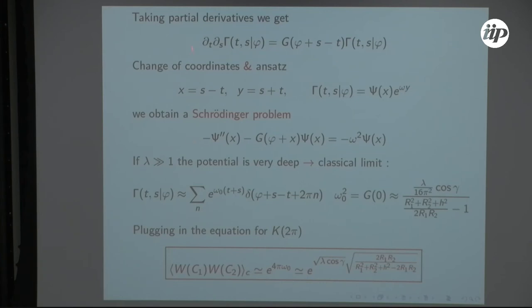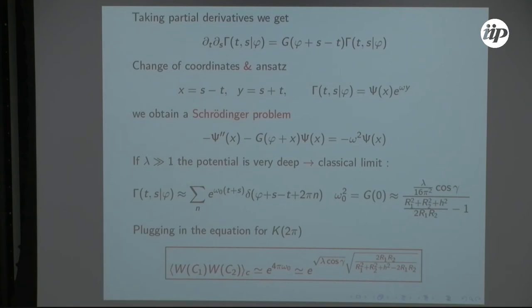And then when you do this change of coordinates and this ansatz, this becomes just an ordinary differential equation of second order, which is nothing but a type of Schrodinger problem, where the potential is played by this effective propagator.